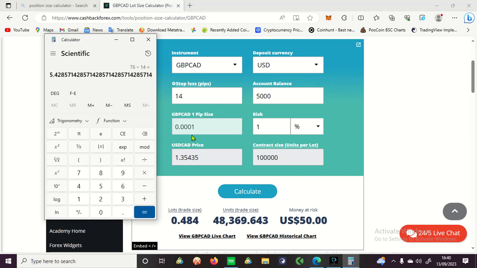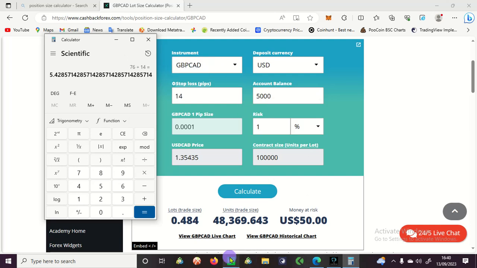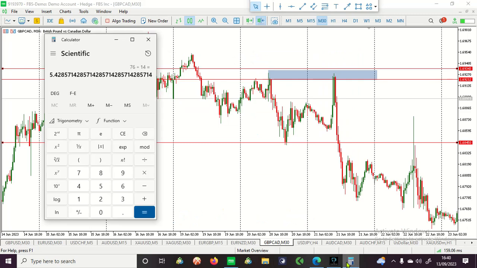This is our calculator here. If we lose, it's only 50 that we lose. And if we win, we multiply our take profit level by 50. It will give us $271 for this one trade. This is exactly how this thing works.